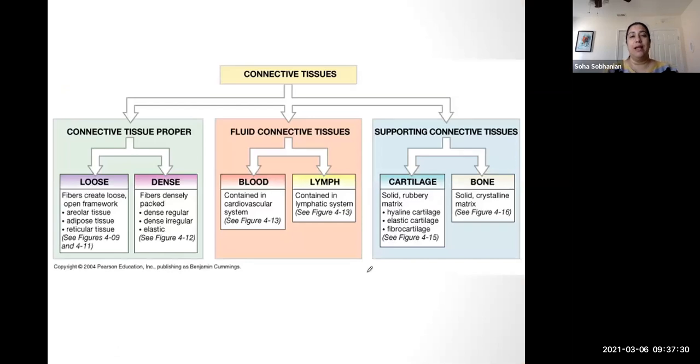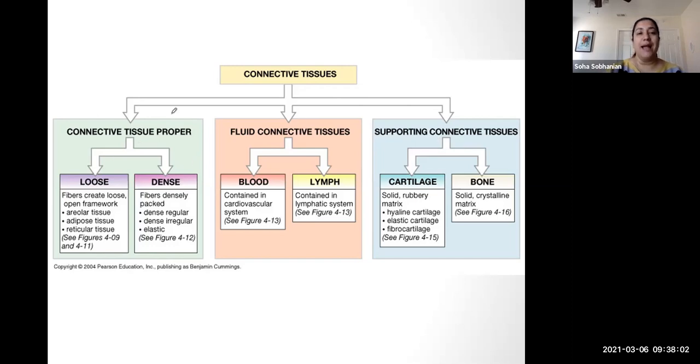So this chart is really helpful in terms of identifying and creating that kind of a flow chart for the connective tissue. So when we look at the connective tissue, there are three major categories in terms of functioning for the connective tissue. We have things that are called connective tissue proper. We have tissues that are fluid, which basically means they're liquid. And then the ones that are acting as supporting tissues. So things like bones or cartilage.